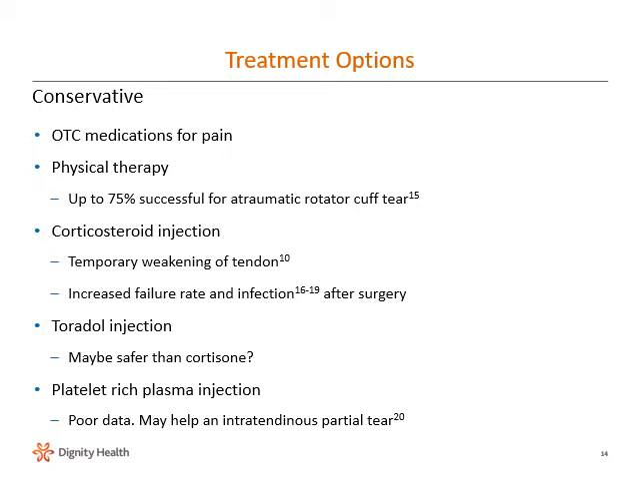Toradol injection possibly is safer than cortisone. It hasn't been shown to have the same side effects. However, it definitely is not as effective as cortisone for pain relief. And then, of course, there's platelet-rich plasma injections, also known as PRP, and stem cells. There is very little data. Clearly, these injections will not help a full-thickness rotator cuff tear. There may be a very small subset of intratendinous partial rotator cuff tears, which could actually be helped. And there are actually studies ongoing right now looking at this.